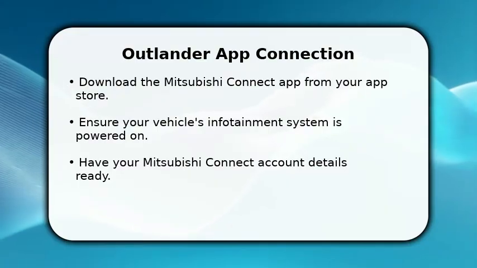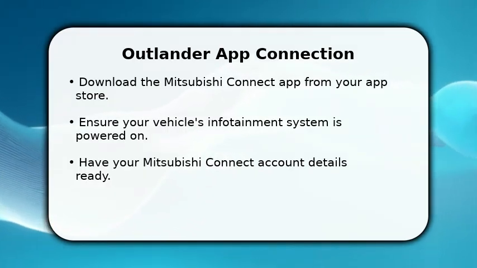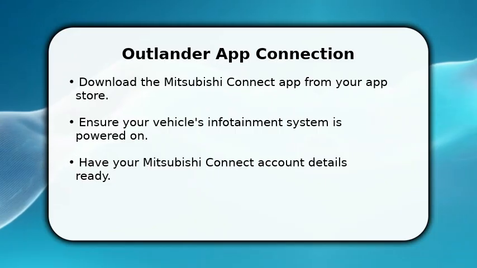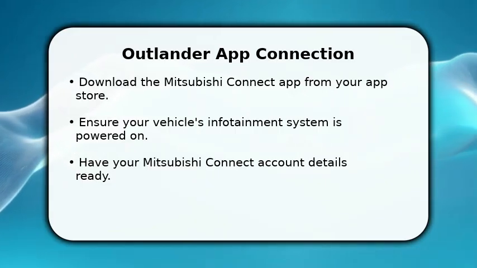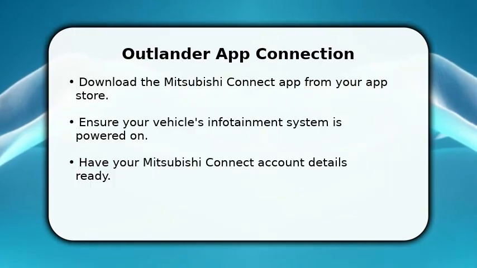In this video, I will explain how to connect your Mitsubishi Outlander app. First, download the Mitsubishi Connect app from your device's app store. Make sure your vehicle's infotainment system is powered on and ready. You'll also need your Mitsubishi Connect account login information handy to proceed with the setup. This initial preparation ensures a smooth and quick connection process for all features.